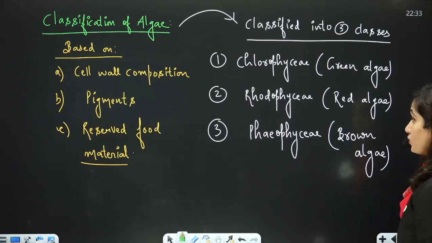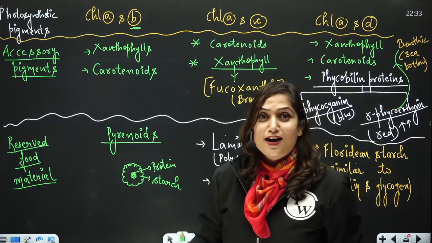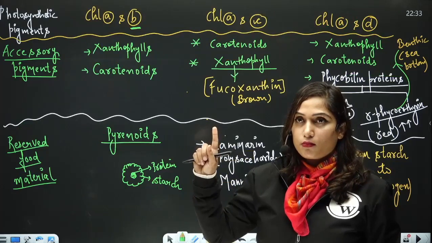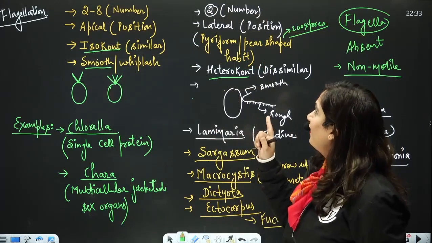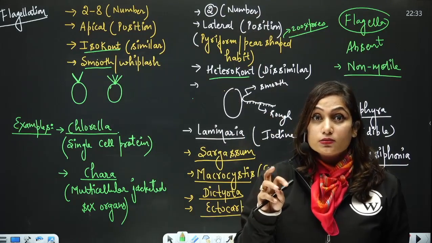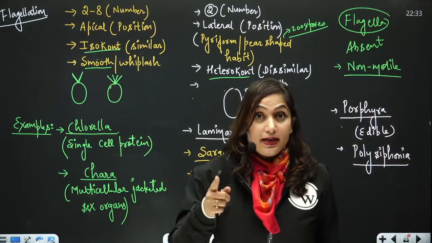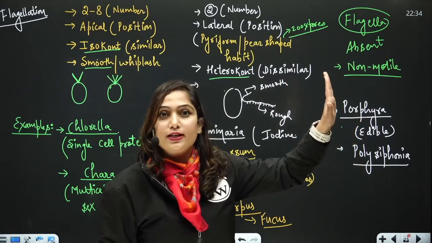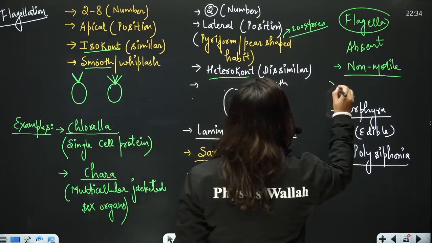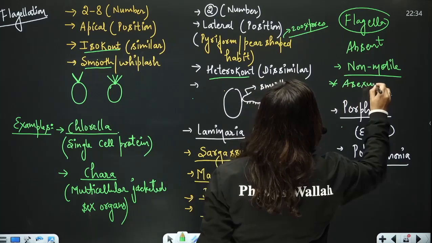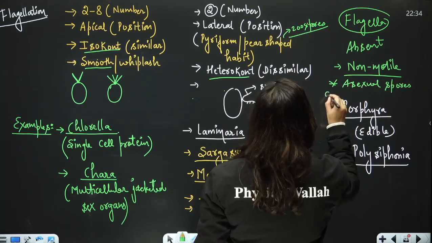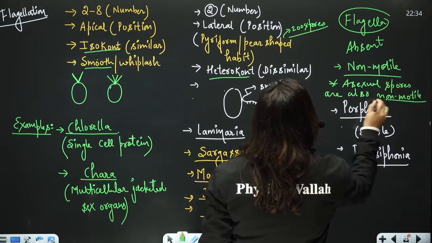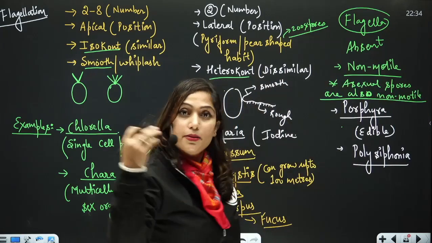And even the zoospores of algae are non-motile. That means, what I was saying, is that in the red algae, the flagella will be absent on gametes, zoospores, as well as the main body. That means their asexual spores are always non-motile. The gametes are also non-motile.